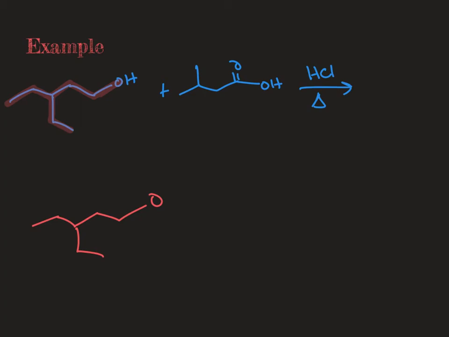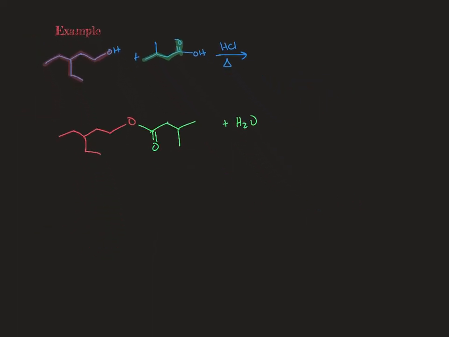Then from the carboxylic acid, we have 1, 2, 3, 4 carbons. And here's my carbonyl. So there's the carbonyl. It's always right next to the oxygen from the alcohol. That's what makes it an ester. And then I do have a methyl group out here on the second to last carbon. And then the byproduct will be water. So there is the ester from that alcohol and that carboxylic acid.